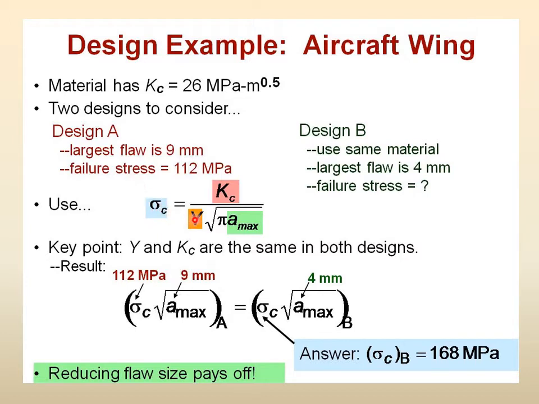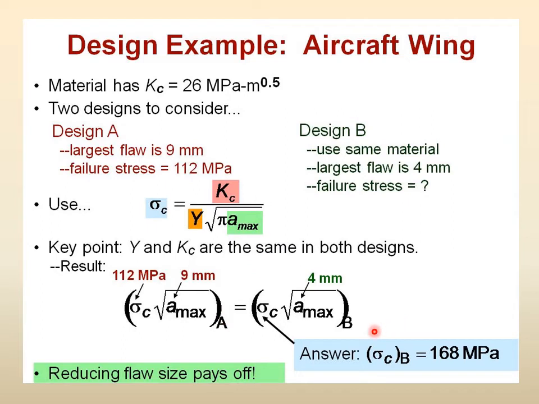Now we remove Y also because it is the same material. So for the time being, remove Y also. So sigma C into root pi A max. This is for case A, and this is sigma C root pi A max for case B, because this equation is Kc value and this equation is also Kc value. So they have to be equal because the material is the same, it has the same Kc. So just applying it here, you can now find that the sigma C for B, sigma C here was 112, sigma C here is 168, right? 168. So without knowing the Kc of the material, you can find it like this.